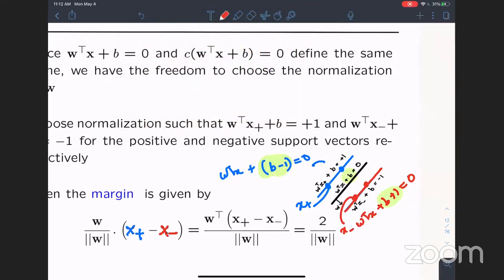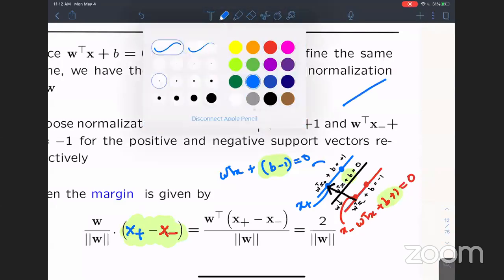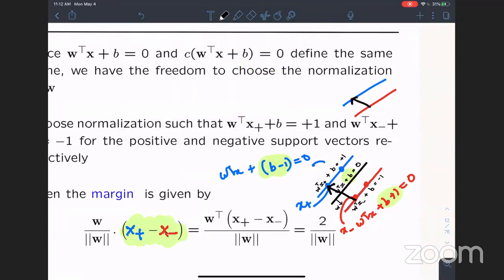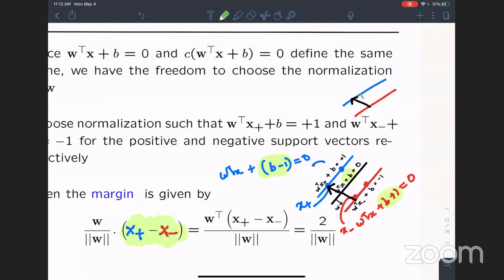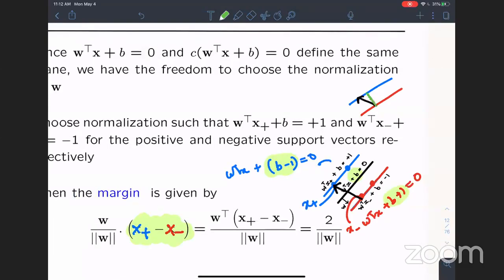So this distance is basically this vector, from any point on the blue line to any point on the red line. Now, how do I find the distance between these two lines, right? It's all geometry. This is x plus minus x minus, it's slanted. The distance between two lines is basically this green line. I want to know what this green line is.